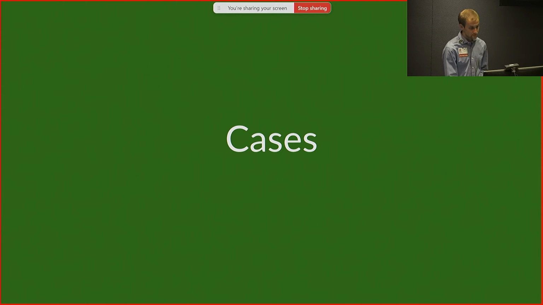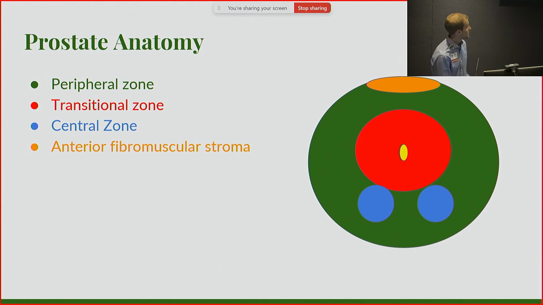So let's look at some cases. So again, quick review. The green back part here is our peripheral zone. Red transition zone a little bit in front, the central zone, and the anterior fibromuscular stroma.